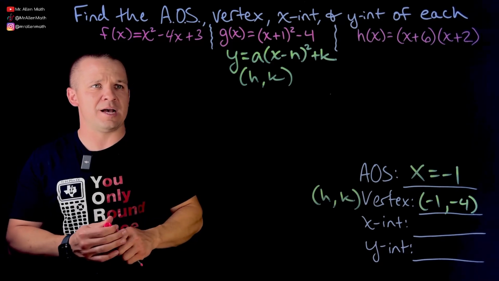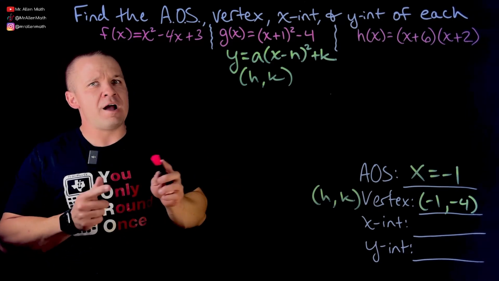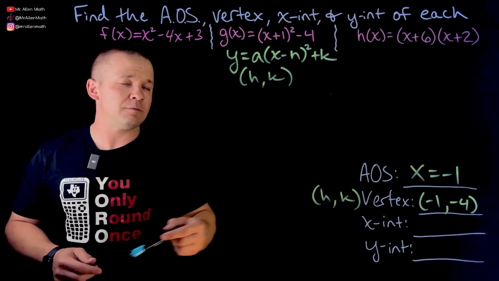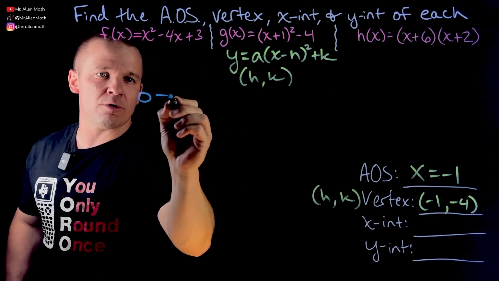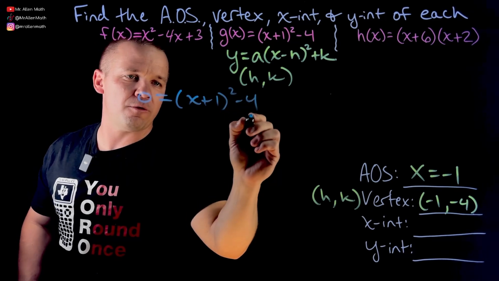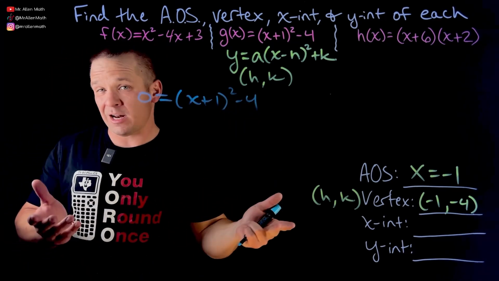All right, now let's do the x-intercepts. How do we do the x-intercepts? Well, the x-intercepts happen when the y value is 0. So should we set our function equal to 0? Yes. So I'm going to take that g of x, I'm going to instead have 0 equals (x plus 1) squared minus 4. And now I'm going to solve this. Well, how do I solve something like this? I got a couple options.